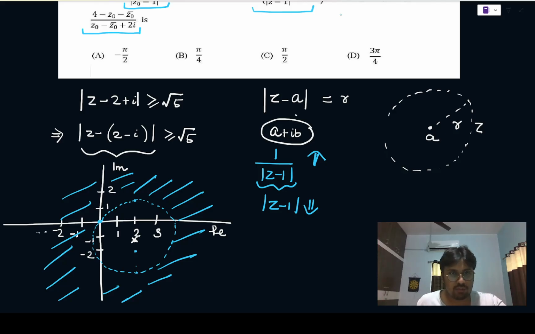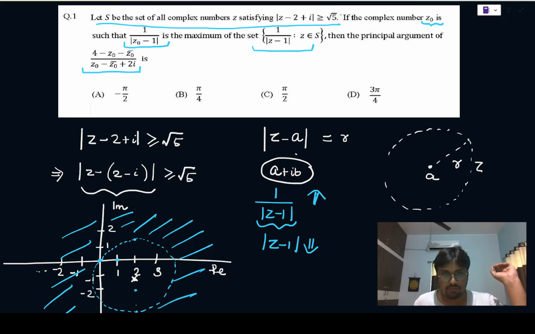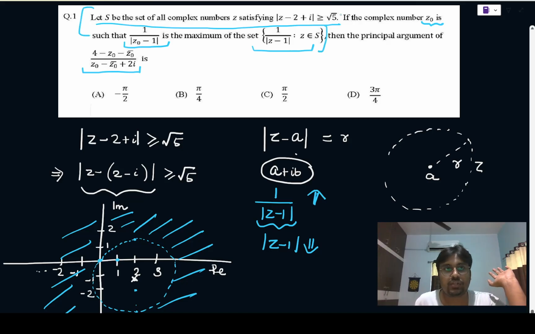So this is my 1, 0. I want to reduce the distance from 1, 0. And which points can I pick? I can pick points from the set S. S is basically the circle and the points around it. In other words, all they are asking is, Z0 is a point from this set, this circle and points outside this circle, such that for this specific Z0, the distance from this point 1, 0 is as low as possible. Till here, that is what they mean to say.